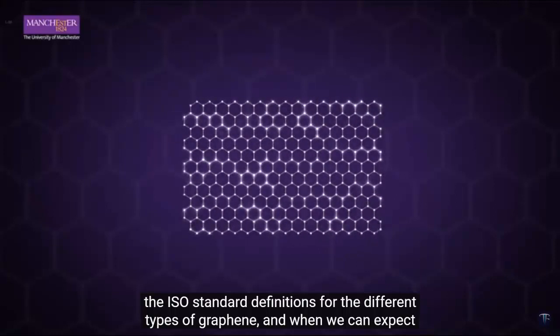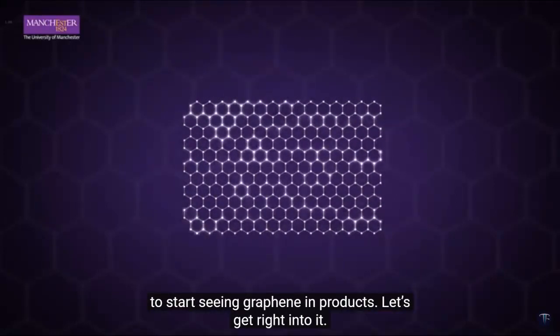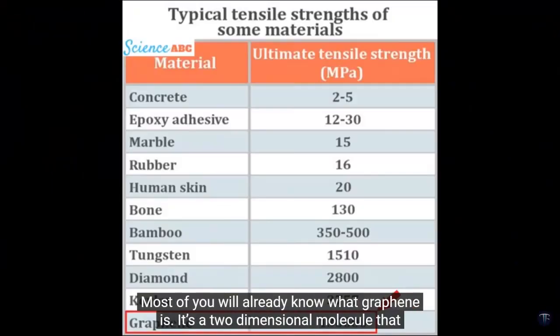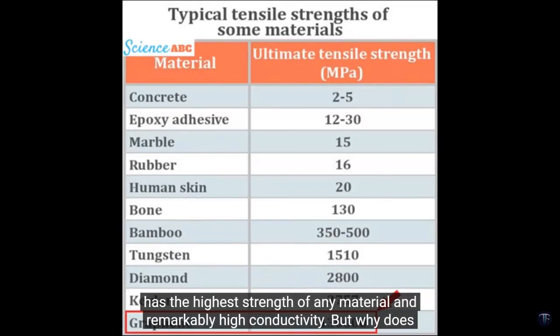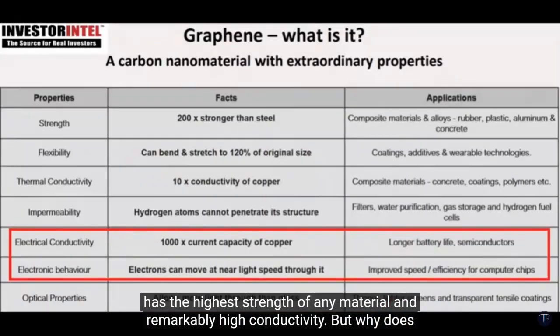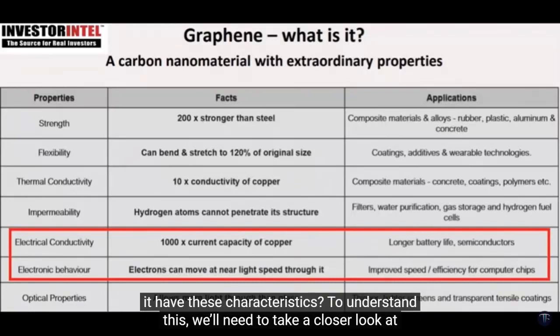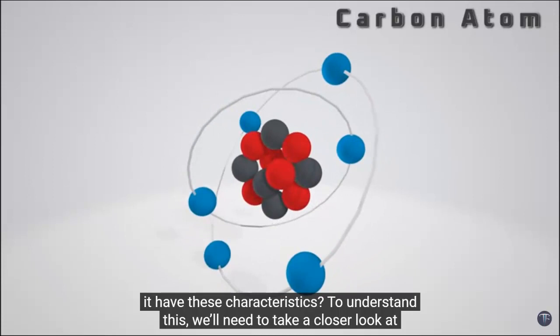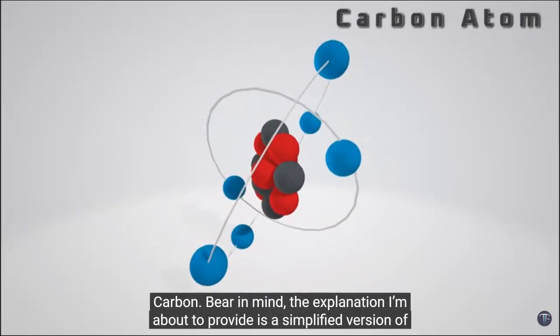Most of you already know what graphene is. It's a two-dimensional molecule that has the highest strength of any material and remarkably high conductivity. But why does it have these characteristics? To understand this, we'll need to take a closer look at carbon. Bear in mind, the explanation I'm about to provide is a simplified version of much more complex phenomena.